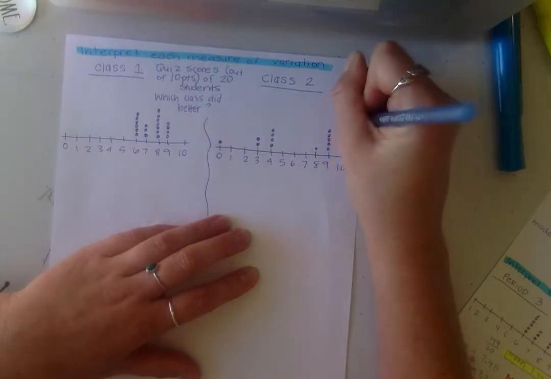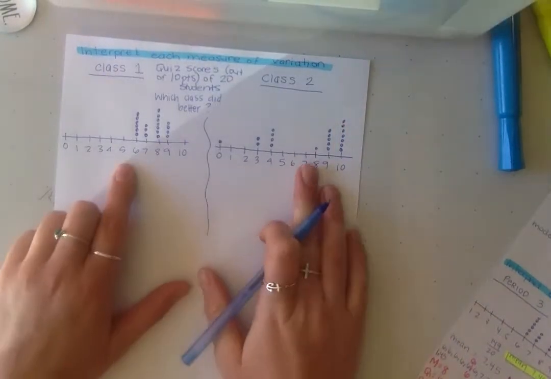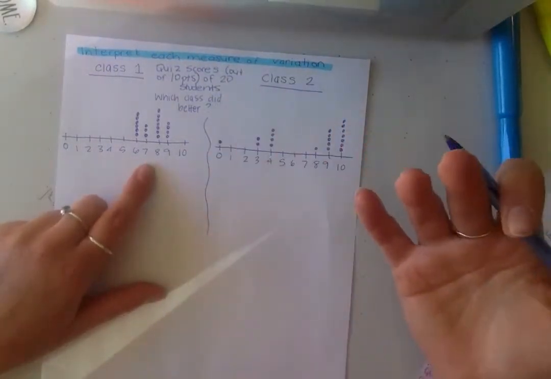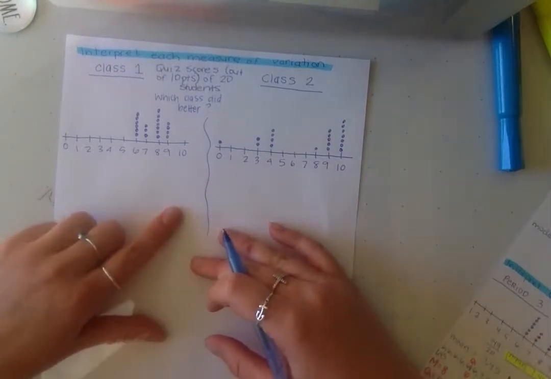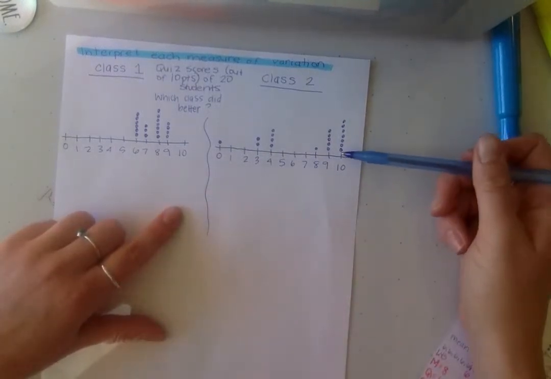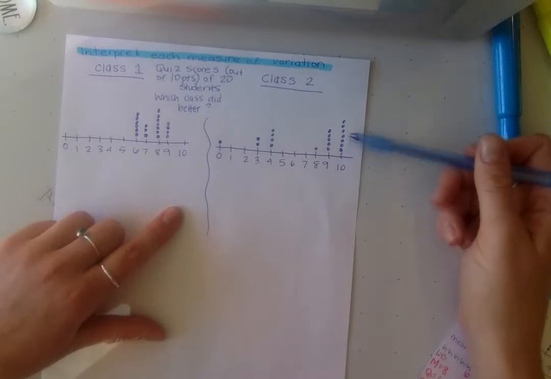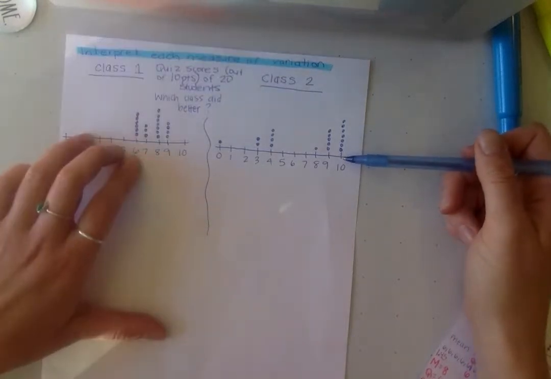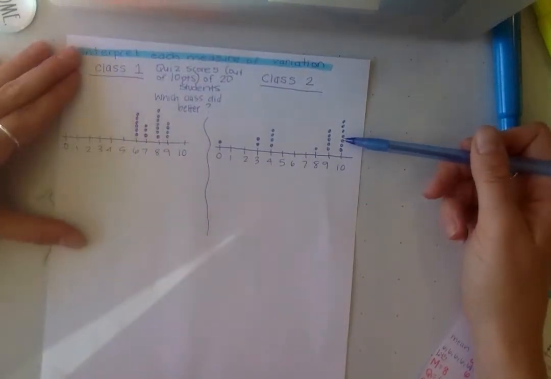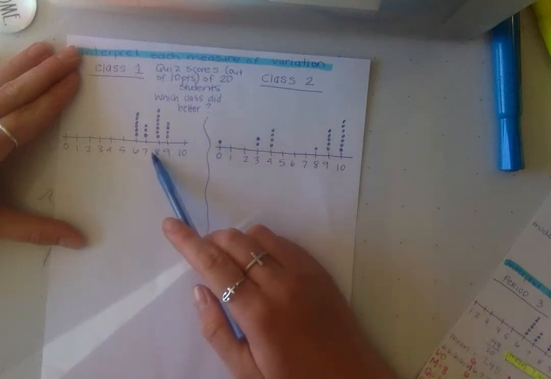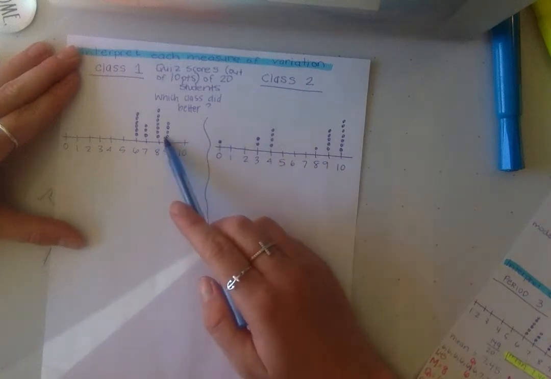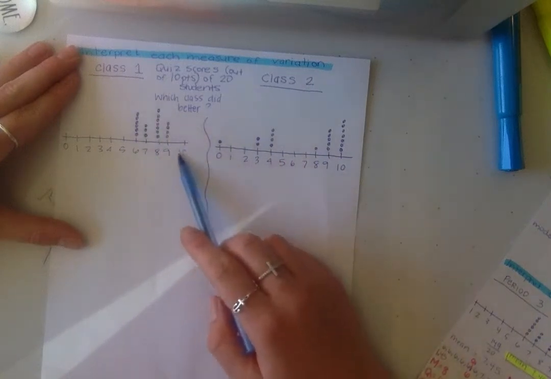So just by looking, what would you say right now? Which class did better? As a class, what would you say? I wish I could hear your responses because you always say such brilliant stuff. But right now I'm noticing that in this class a lot of people got really high scores, but people either got an A or an F. Whereas in this class, the scores weren't as high, but they were very consistent.